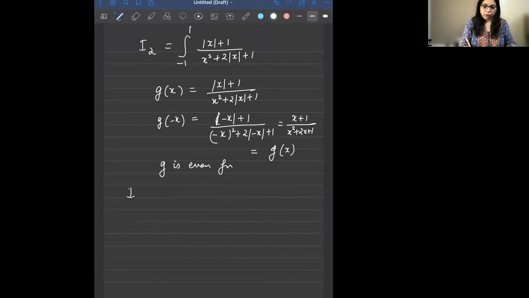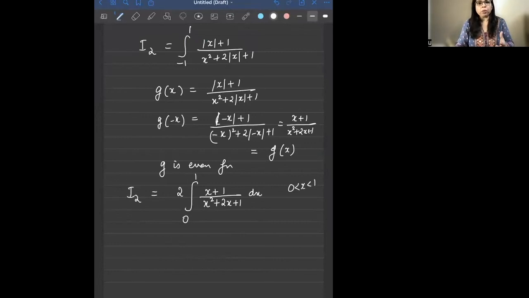When this is an even function, the integral becomes 2 times the previous integral, and so the limits, minus 1 to 1, will become 0 to 1, (x + 1) upon (x² + 2x + 1) dx. So why did we write x instead of mod x? Because if we see the limits of the integral, they lie between 0 and 1. Between 0 and 1, x is positive, so the value of mod x will be x only.